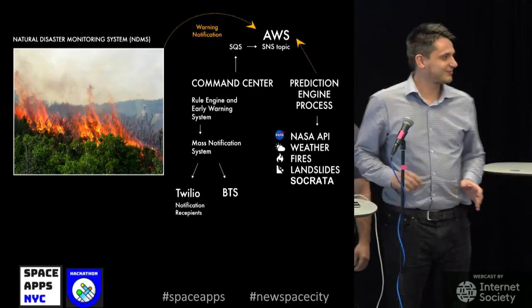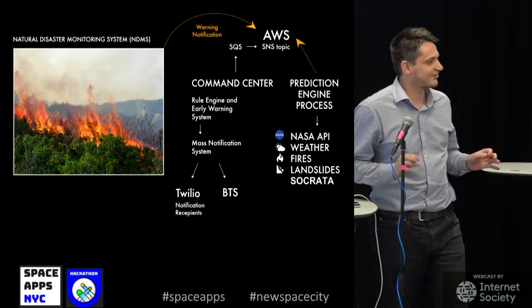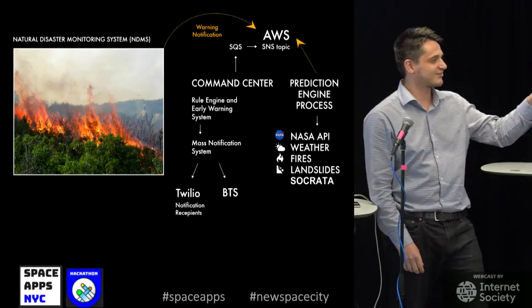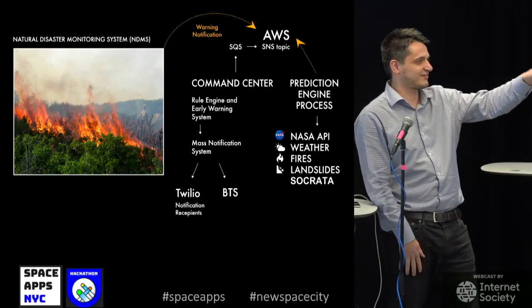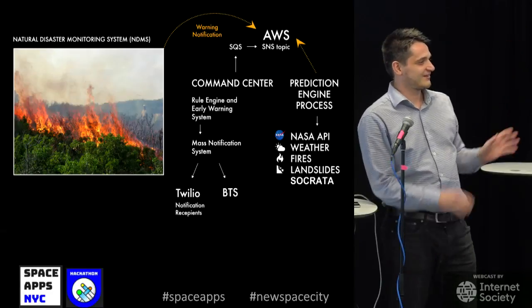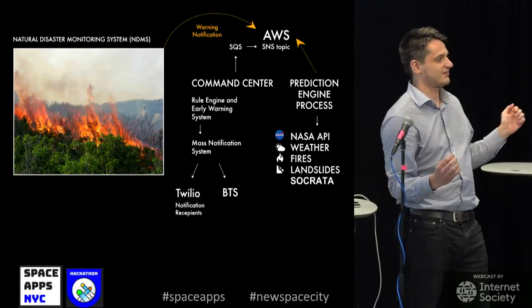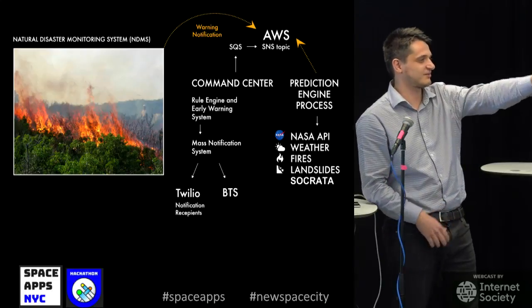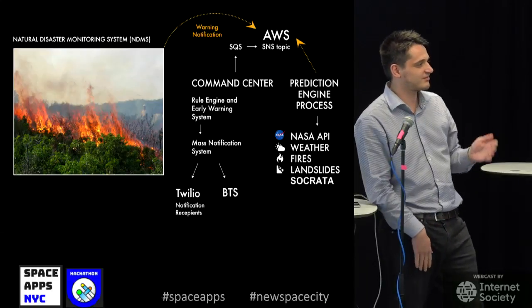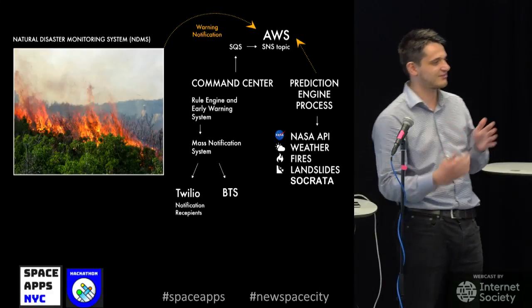Right, so the architecture of the system is super modular. The main part of it is the command center, and it has an API endpoint with SNS and SQS on AWS, and this is a source of different events that are happening. We already mentioned the cameras, but we can also attach what we call the prediction engine, which uses historical data to predict certain events.